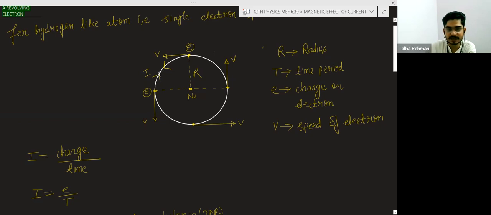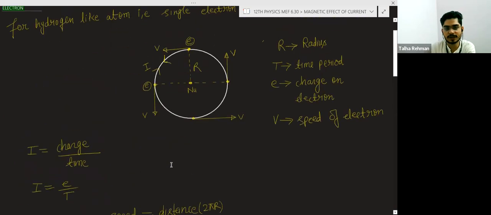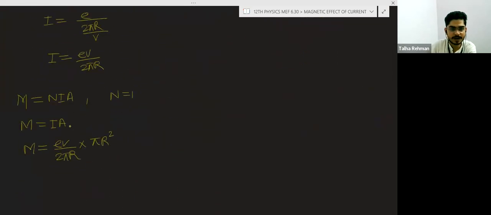So you can consider this as a current carrying coil. I is the current in this circular coil, and we know that a circular coil behaves as a magnet and has magnetic moment NIA. This coil has one turn, so n equal to 1, and you will have I into A. The area of the circle is pi r square. So r and r cancel out, and pi and pi also cancel out. Finally, the magnetic moment of the electron is equal to evr divided by 2.